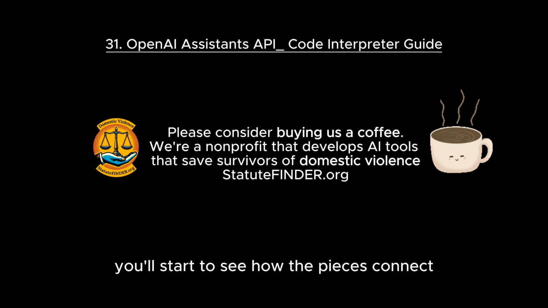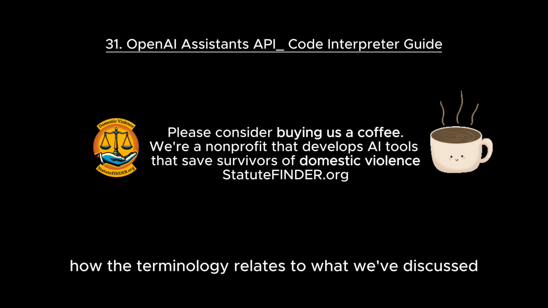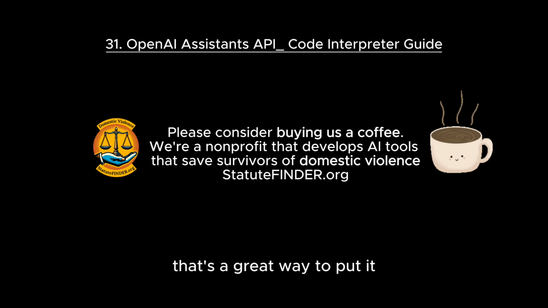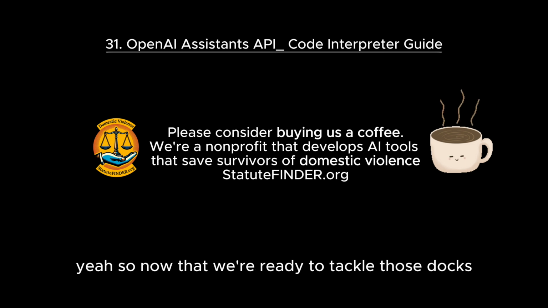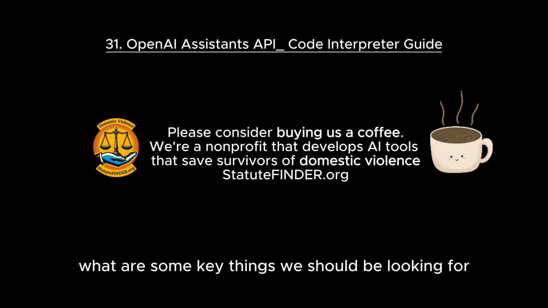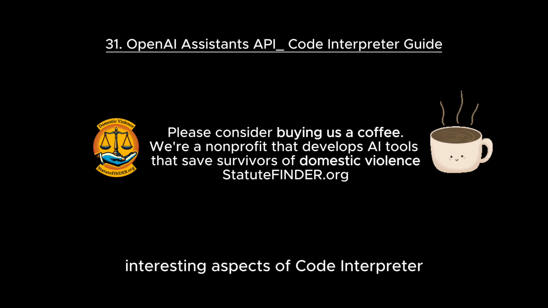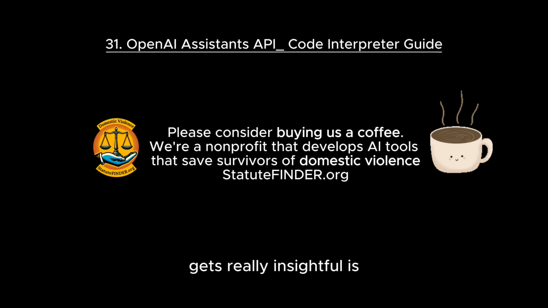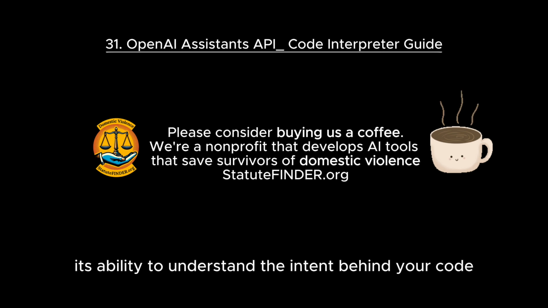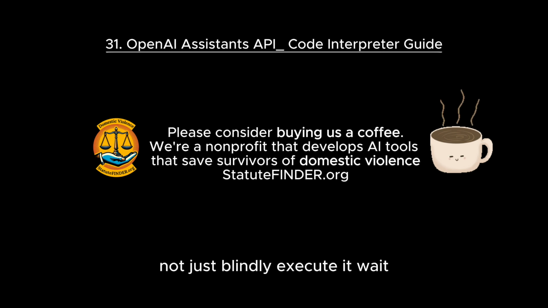You'll start to see how the pieces connect, how the terminology relates to what we've discussed. That's a great way to put it. Yep. So now that we're ready to tackle those docs, what are some key things we should be looking for to deepen our understanding? I think one of the most interesting aspects of Code Interpreter, and this is where the documentation gets really insightful, is its ability to understand the intent behind your code, not just blindly execute it.